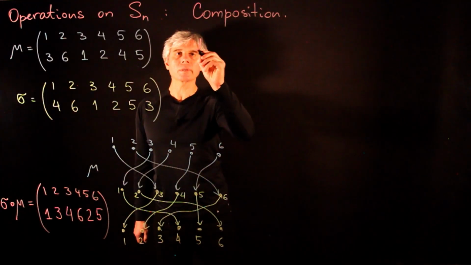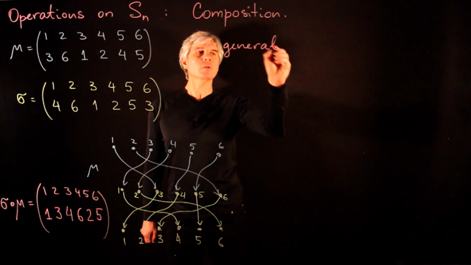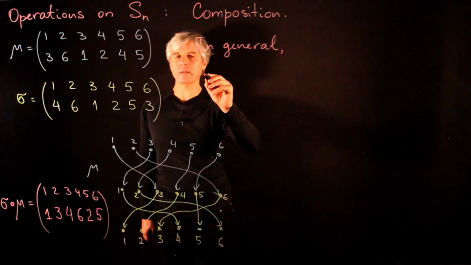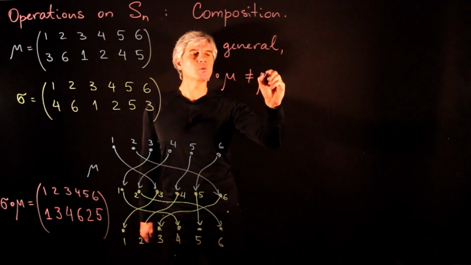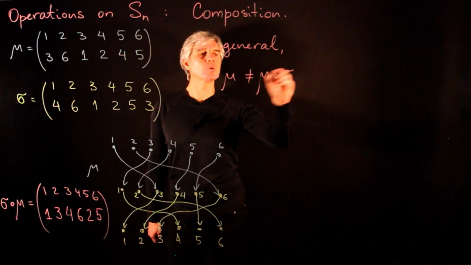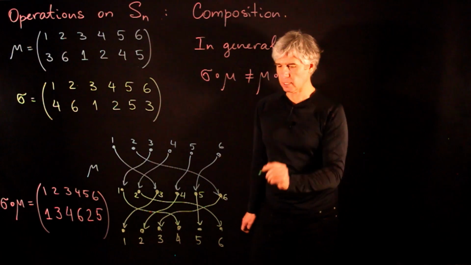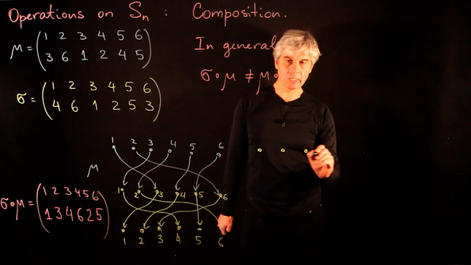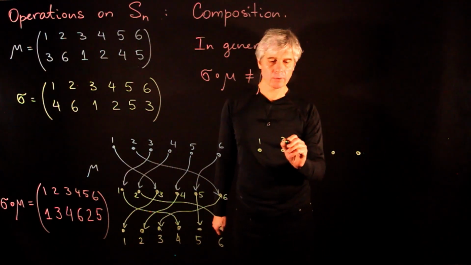We point out that in general, the composition of permutations is not commutative. So this means that sigma composition with mu should not be expected to be equal to the composition of mu with sigma. Let us do the calculations for this example. So here, if we now apply sigma first, then we get the following diagram.